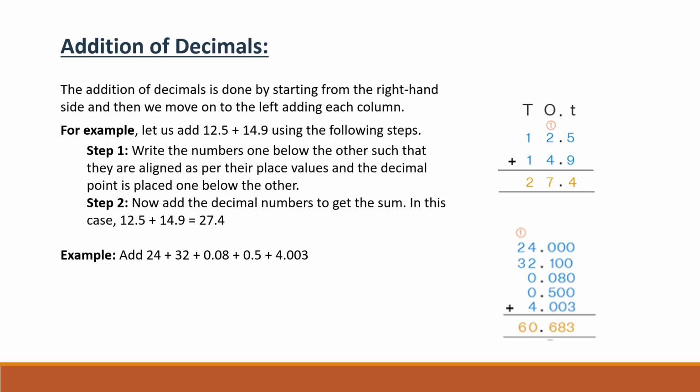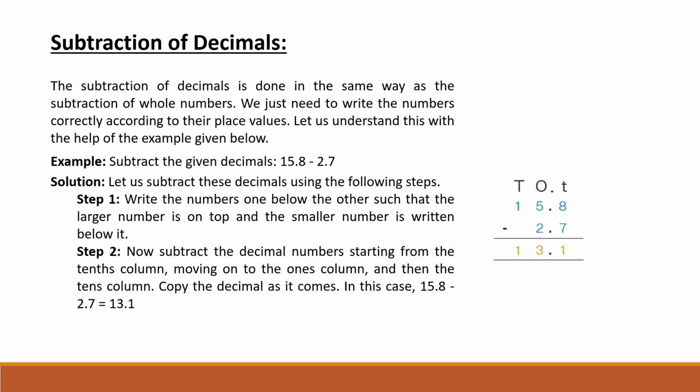If there is a requirement of 0, do add the zeros. If you feel like removing the zeros from the decimal part at the end, you can remove those zeros too. Then comes subtraction of decimals. Here, the subtraction of decimals is done in the same way as the subtraction of whole numbers. We just need to write the numbers correctly according to their place values. Let us understand this with the help of the example given below.